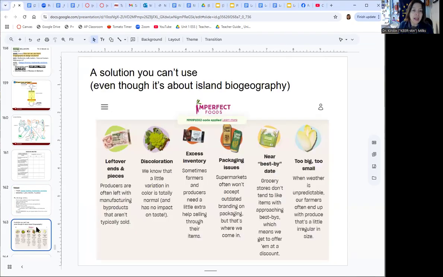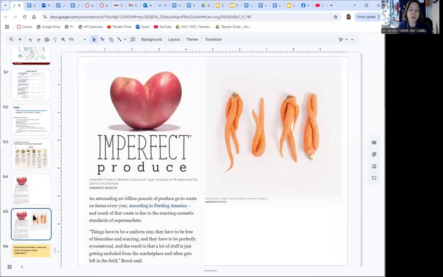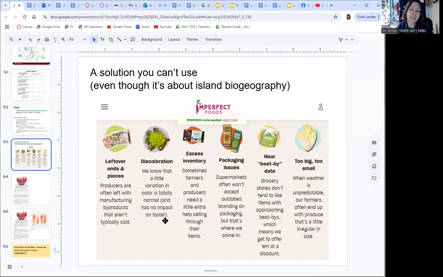Here's a solution you can't use, even though it's about island biogeography. So the companies Misfit Foods and Imperfect Foods, they ended up merging. And one of the things that they do is that it's not just produce that might be different, right? Like this potato or these carrots. It's also produce that might be discolored or that might be too big or too small.